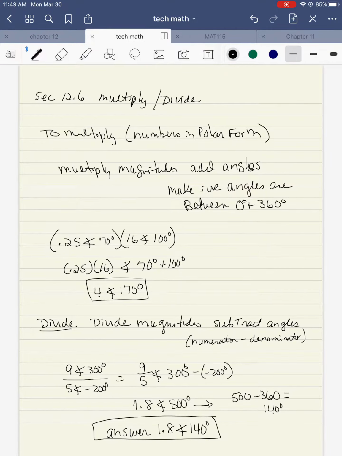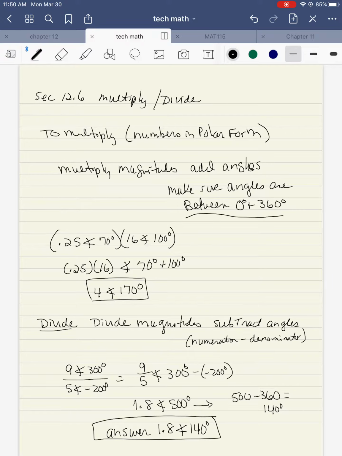Section 12.6 is how to multiply and how to divide. First of all, you want the numbers to be in polar form for multiplying and dividing. When you're multiplying, you multiply the magnitudes and you add the angles, and you want to make sure that your angles come out to between 0 and 360 degrees. So if by chance you calculate a negative angle, you have to convert it to the equivalent positive angle.